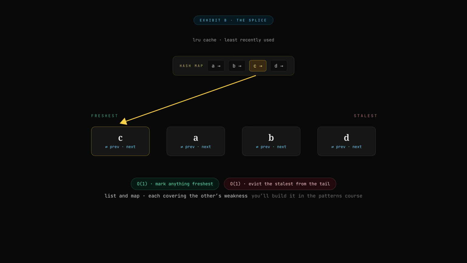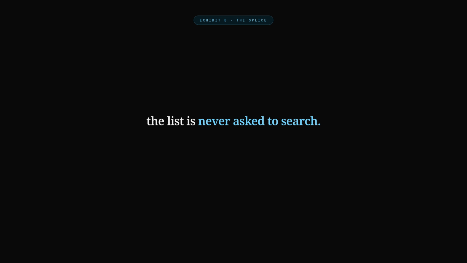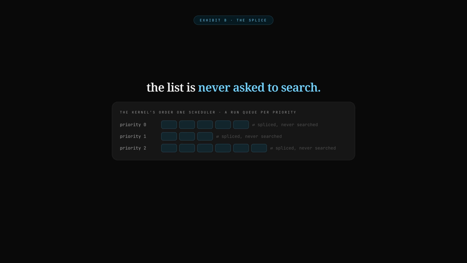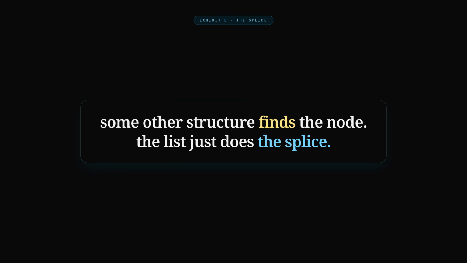That structure is running in caches everywhere, and you will build it, hash map and all, in the patterns course. For now, just see the shape. The list is never asked to search. The kernel played the same trick for years. Its famous Order 1 scheduler kept a doubly linked run queue per priority level. So picking the next task, or moving a task between queues, was all pointer surgery. Constant time, no matter how many thousands of processes the box was juggling. That's the pattern. Some other structure finds the node.